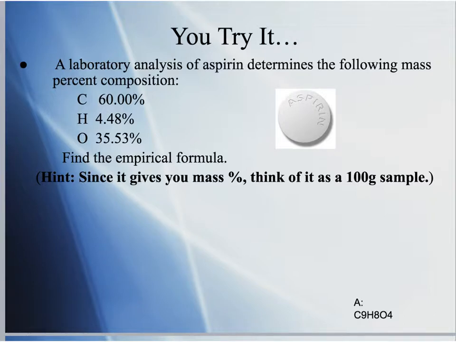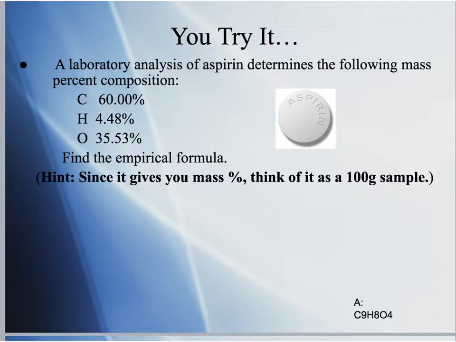In this case, it says a laboratory analysis of aspirin determines the following mass percent compositions. So instead of giving us grams, we're given percent. So we know in this compound, 60% of the mass is carbon, 4.48% of the mass is hydrogen, and 35.53% of the mass belongs to oxygen. And it just says, find the empirical formula.